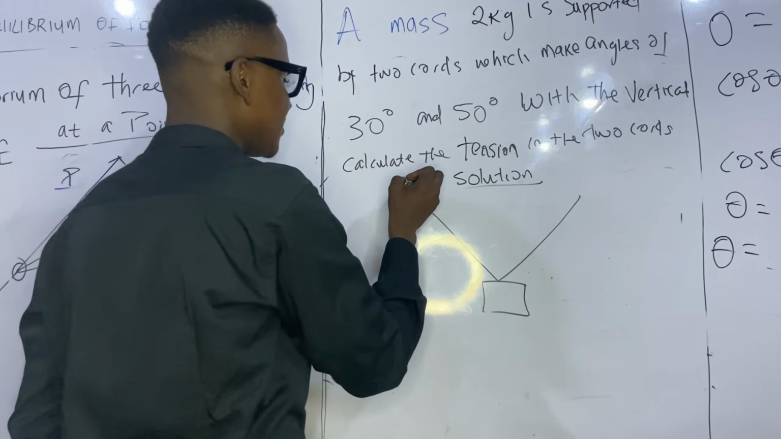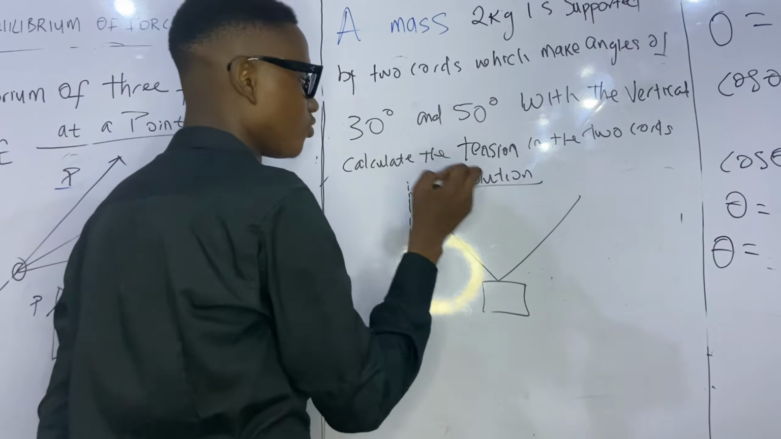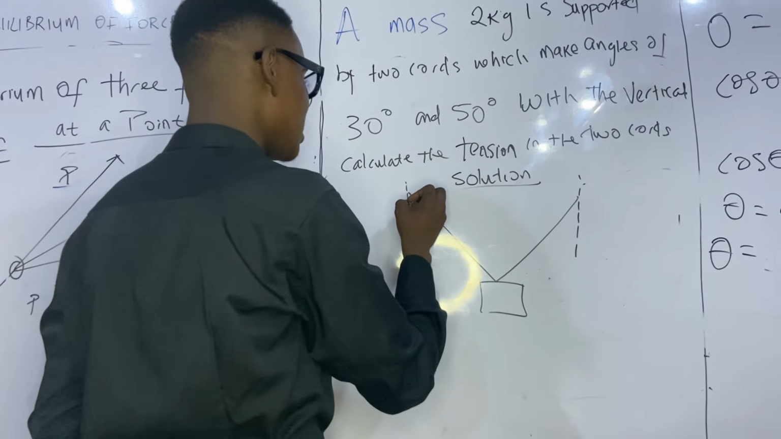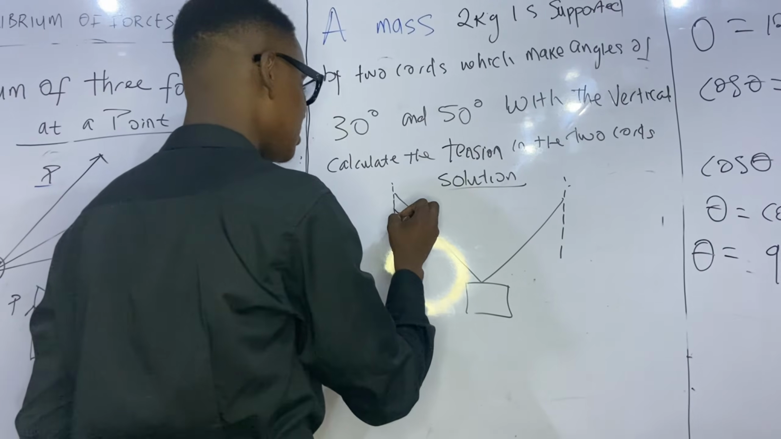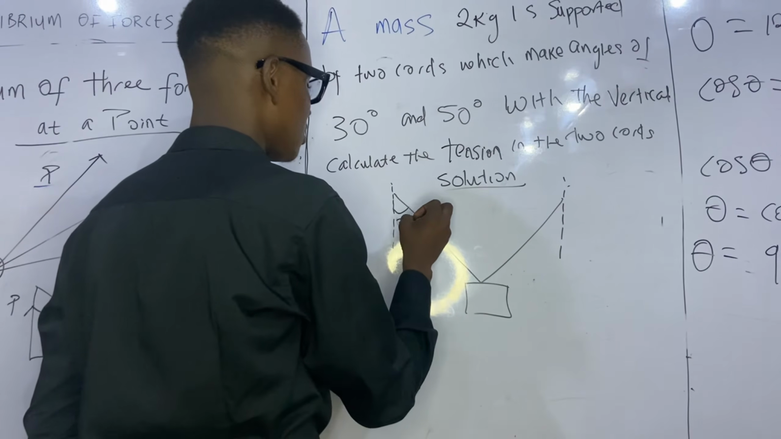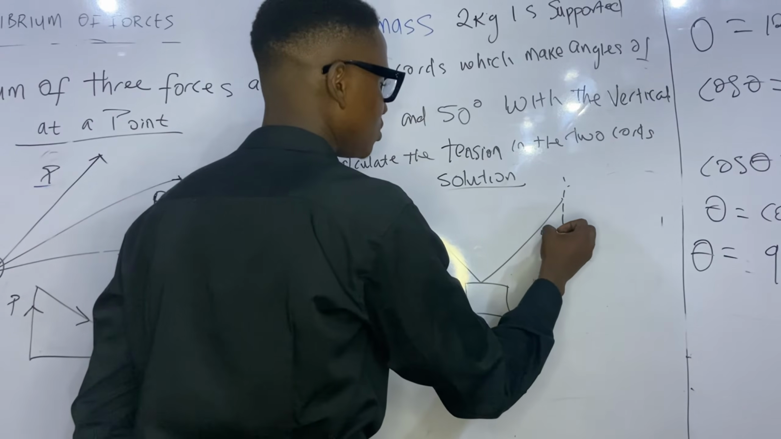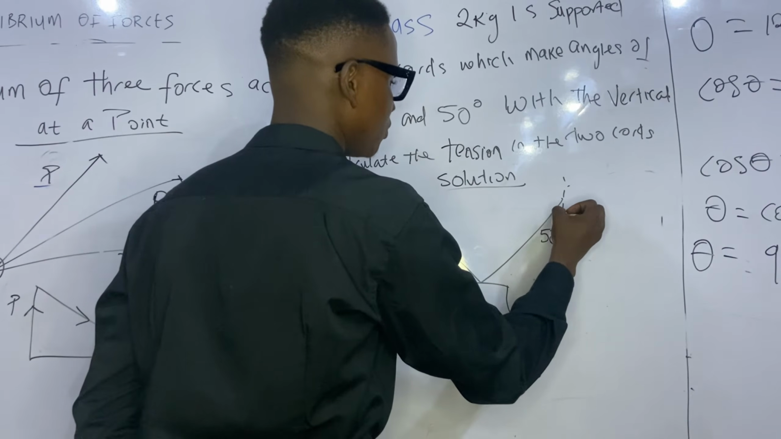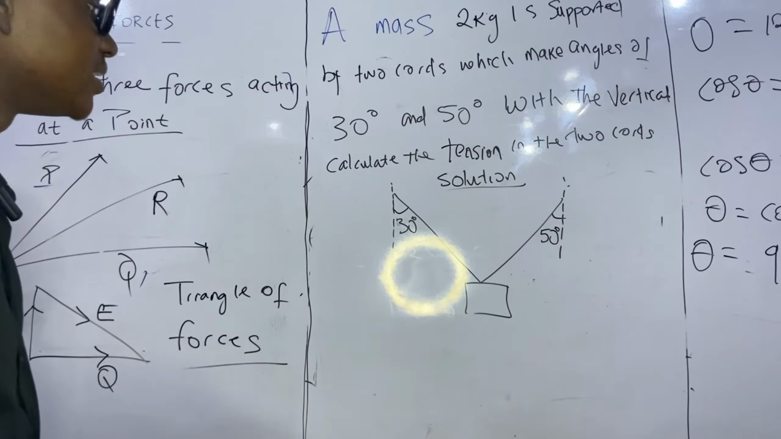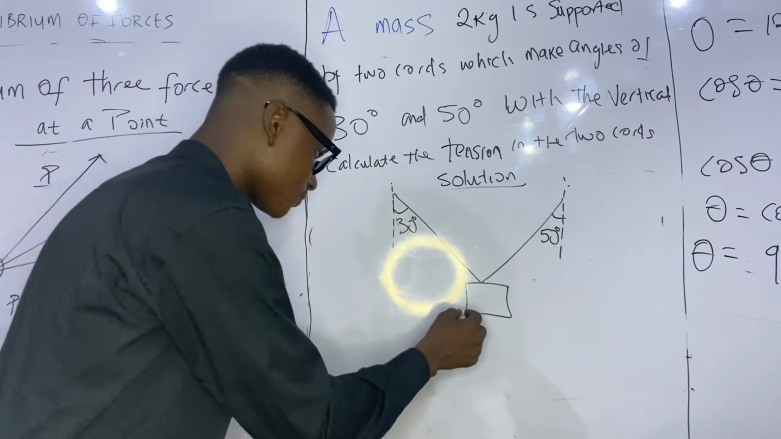Let's take this as a vertical. Of course, they have their own vertical since there are 2 cords. Now, the angle here is 50 degrees, or 30, let's say 30 first. And 50 degrees here, the angle with the vertical. So they say, calculate the tension in the 2 cords.